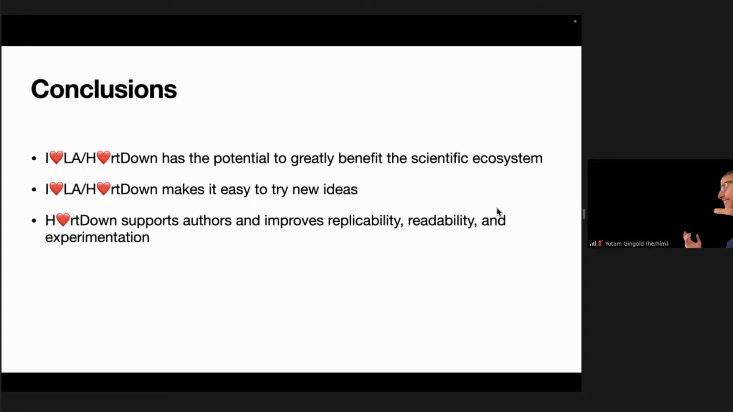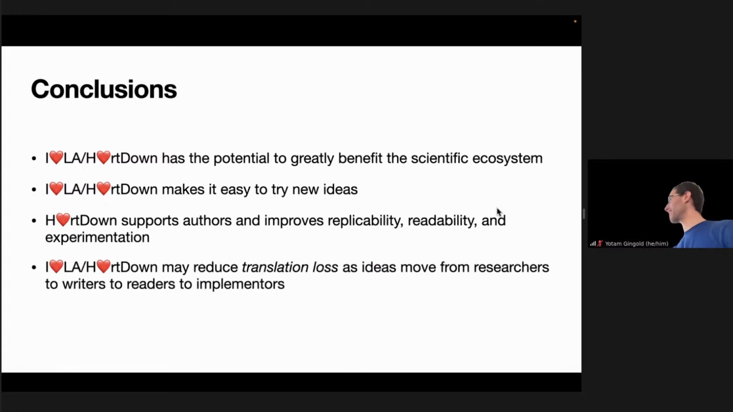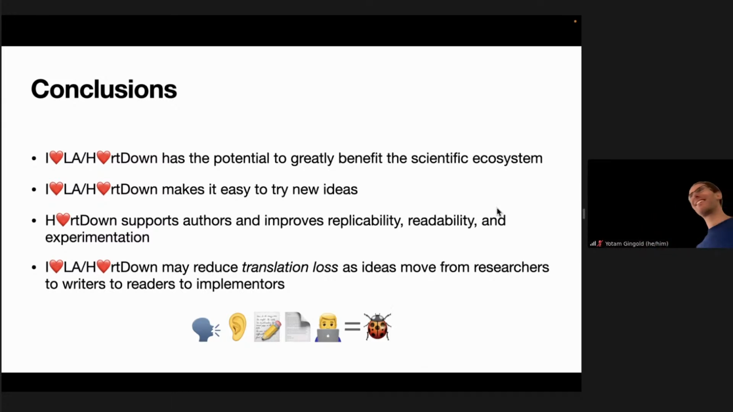And there's this idea of translation loss: you describe an idea, and then somebody hears it and goes and formalizes it. They write it down. Then someone else reads it, and they're going to maybe go and implement it. And when they implement it, they might implement a bug. So each of these steps has the possibility for error, and that's what we're trying to minimize.